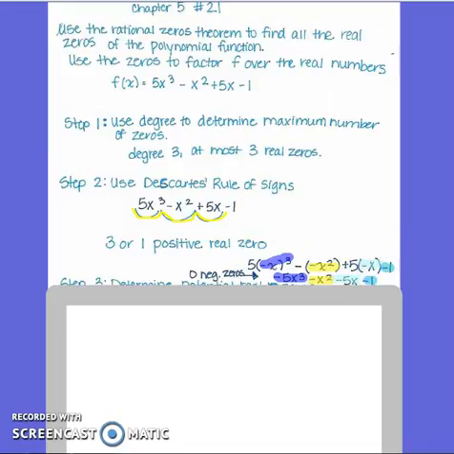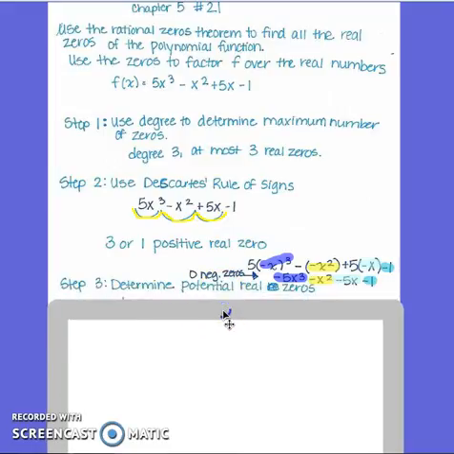Okay? So now let's look, how many sign changes do we have here? We went from negative to negative to negative. We had 0 sign changes. Because we had 0 sign changes, we are going to have 0 negative zeros.